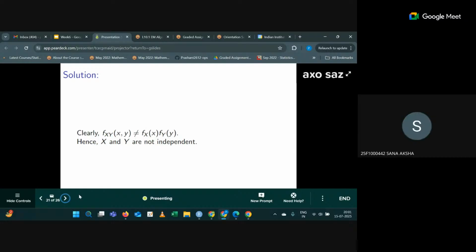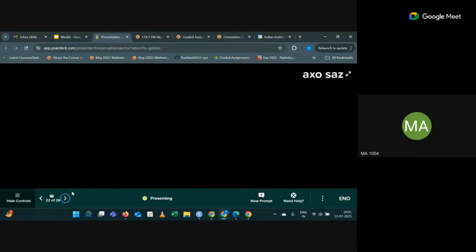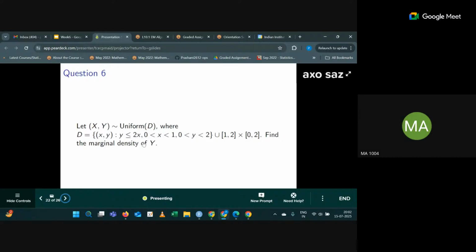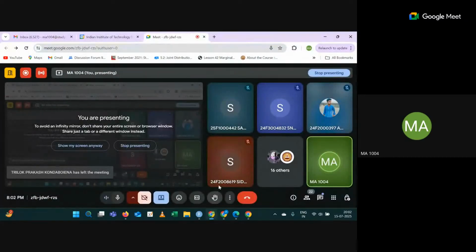Yes. Okay. So the next question is again based on this 2D integration. You can try it out. We'll upload the PDF. I hope you have learned how to solve this 2D integration.